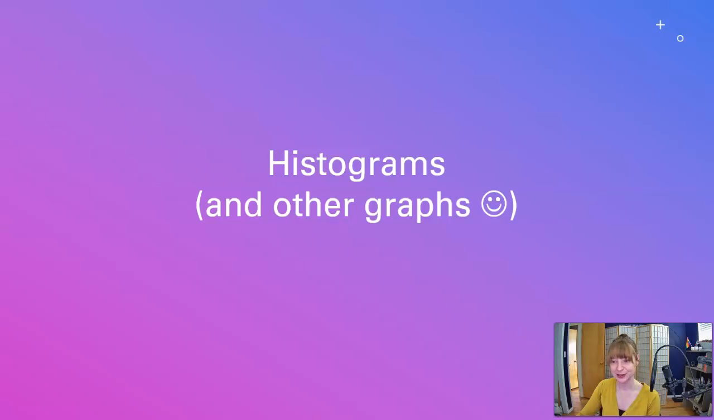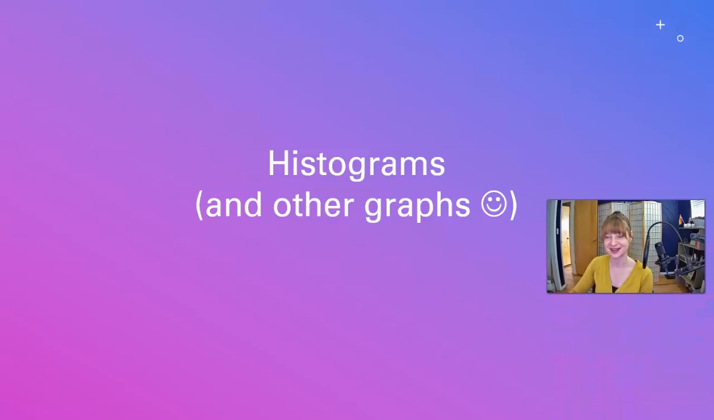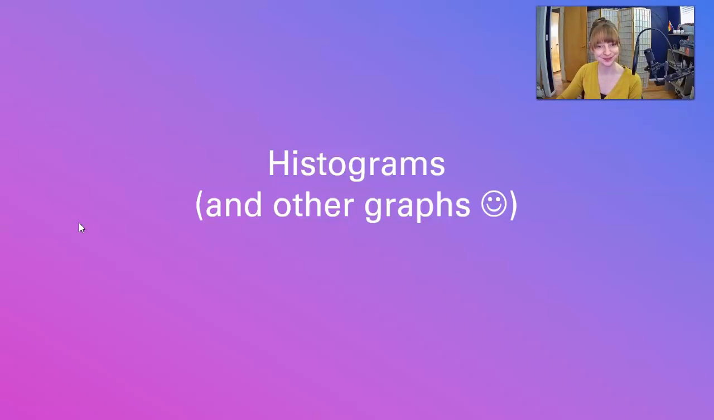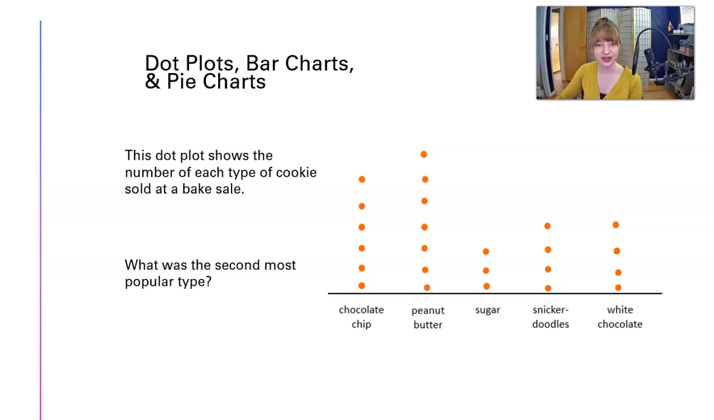And now we will take a look at histograms and some other kinds of charts. So we started off with dot plots. Remember, when we look at charts, the whole purpose of charts is to make understanding data easier. That's the whole reason we make charts. So this dot plot shows the number of each type of cookie sold at a bake sale. What was the second most popular cookie? Well, this is clearly chocolate chip because that's the second tallest bar, right? This is the most popular, it's the tallest bar. Chocolate chip is the second most popular, it's the second tallest bar.